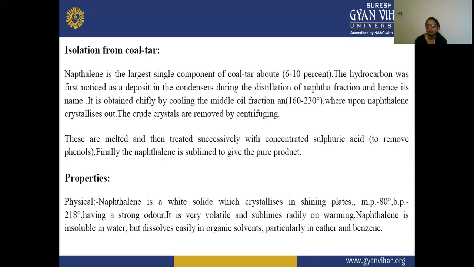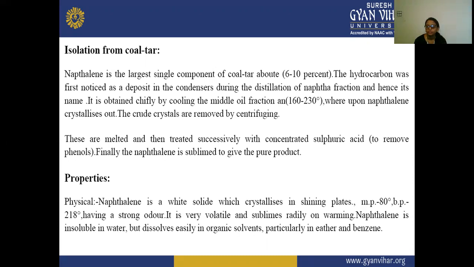It was obtained chiefly by the cooling of the middle oil fraction, from which naphthalene crystallizes out. These crude crystals are removed by centrifuging, melted, and treated successively with concentrated sulfuric acid to remove phenol from it. Finally the naphthalene is sublimed and gives the pure product.